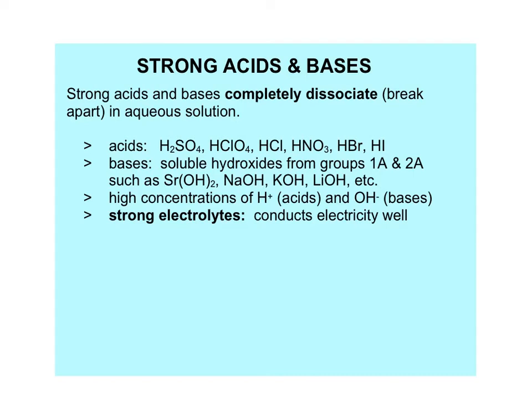These solutions will have very high concentrations of hydrogen ions for acids. Remember, acids start with hydrogen. So here would be your source of those hydrogen ions. And then for bases, you have very high concentrations of hydroxide ions. And because you have these high concentrations of ions in solution, the solution conducts electricity really well. So we say strong acids and bases are strong electrolytes. They're very good at conducting electricity.